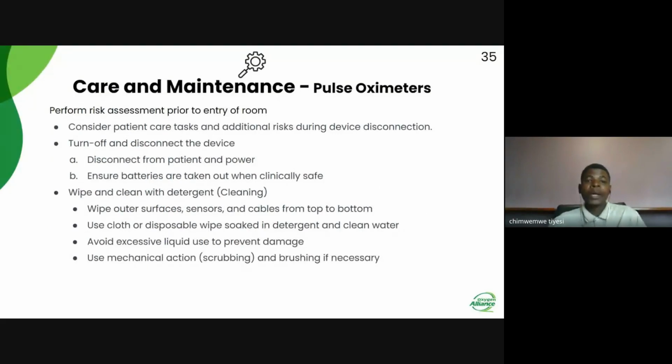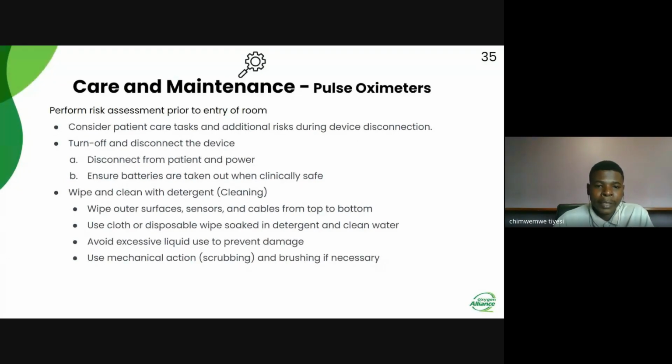Next, we are going to look at how you can take care of pulse oximeters. The first thing you need to do is to perform a risk assessment prior to entry of the room. The same measures you should take about donning yourself when entering the neonatal or nursery ward. You should also consider patient care tasks and additional risk during the disconnection of the device. Turn off the device and disconnect from the patient. Ensure batteries are taken out when clinical and safe, if the pulse oximeter is using batteries.